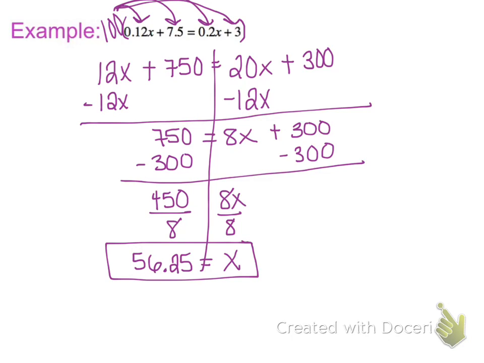So you can see that my first step was to subtract 12x from both sides and then simplify the equation, followed by subtracting 300 because I want to get my x's all by itself. And then my last step was to divide by 8, with the resulting answer of x equals 56 and 25/100ths.